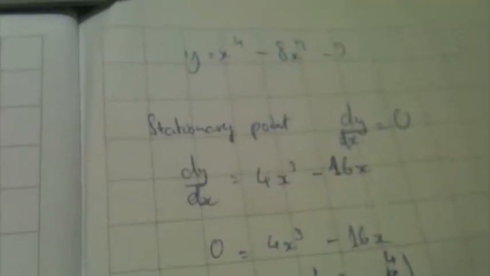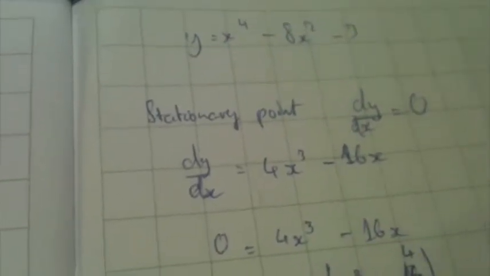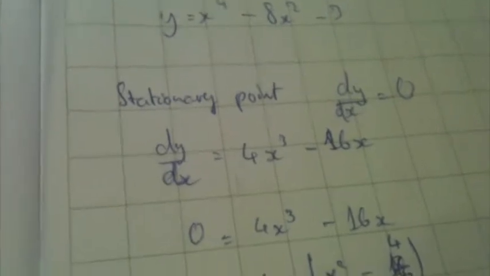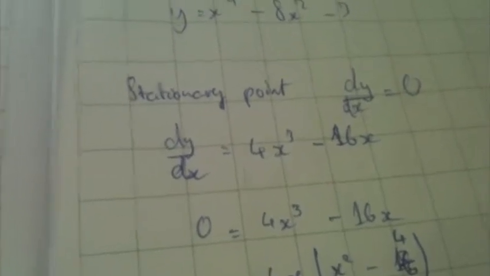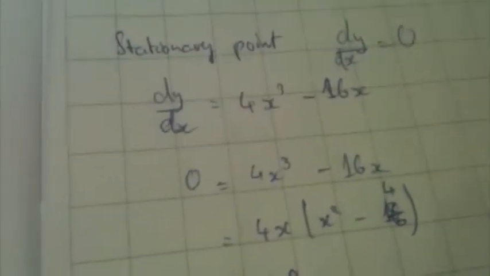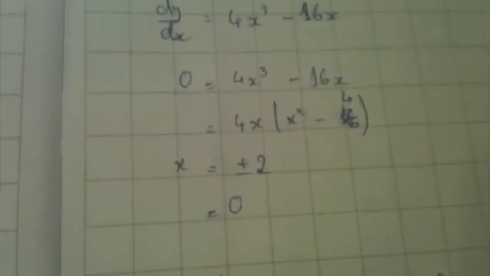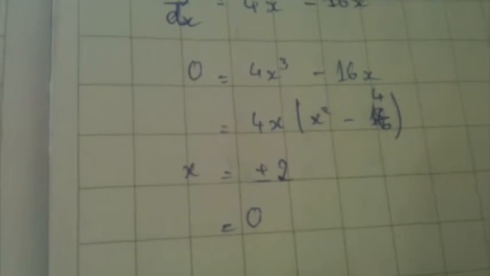So we can see here that's the derivative of that equation. Let's take that equation, x to the power 4 minus 8x squared minus 3. So to find the stationary points, we derive that equation into this equation, and then make that equal 0. Then you'll find the stationary points. You'll find the x coordinates for its stationary points. Okay, and the x coordinates are plus 2 and minus 2 and 0.